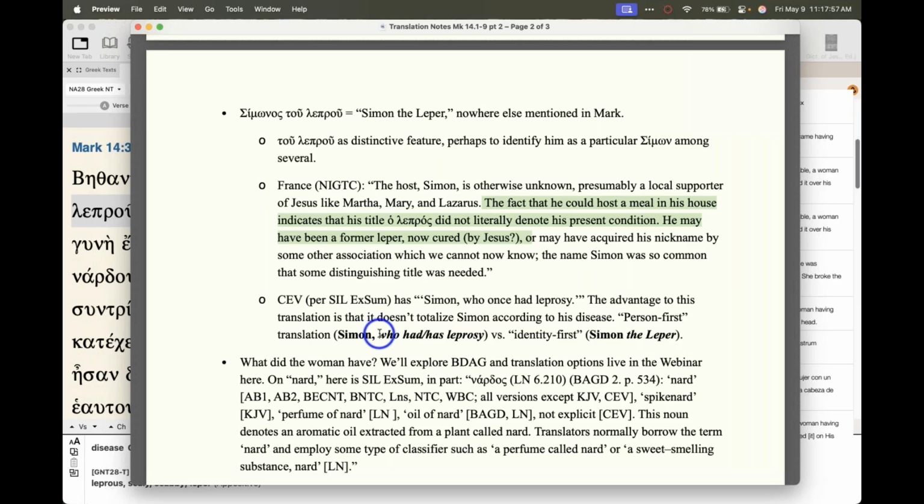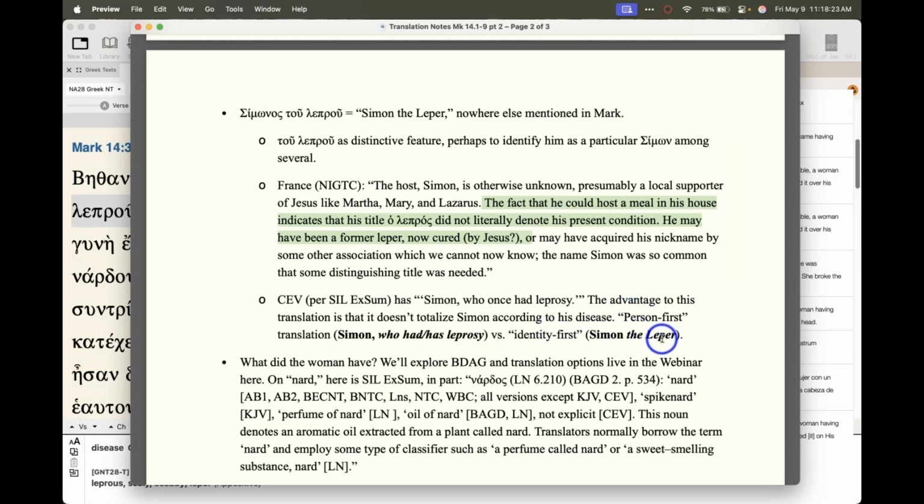So Simon who had or has leprosy, that was person first. And you think about that too today, and how you might name a person who has a disability versus a disabled person, or Simon the disabled. That would generally be seen as not a naming convention we might want to use now. Identity first is Simon the leper.